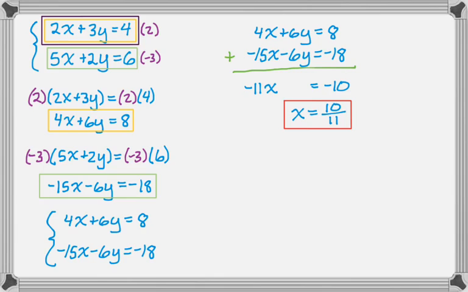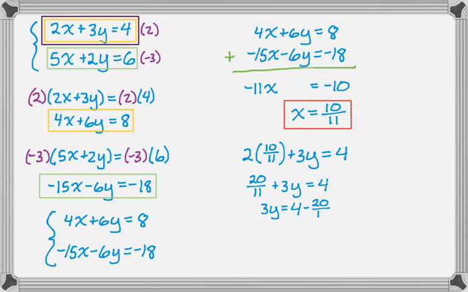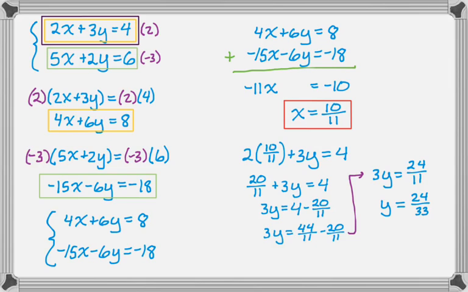I'm going to replace the x with 10 over 11. 2 times 10 over 11 plus 3y is 4. So that's 20 over 11 plus 3y is 4. Subtract 20 over 11 from both sides. Now on the right hand side I need a common denominator, which will be 11, so 44 over 11 minus 20 over 11. Simplify that. So I have 3y is 24 over 11, so that's y is 24 over 33, but I can simplify that because there's a 3 in everything. So y is 8 over 11.